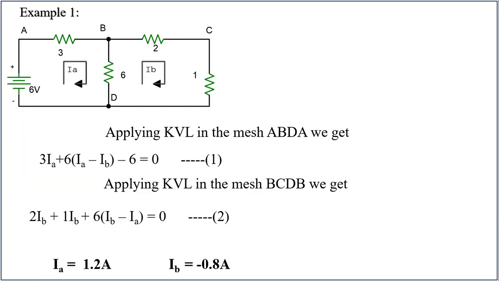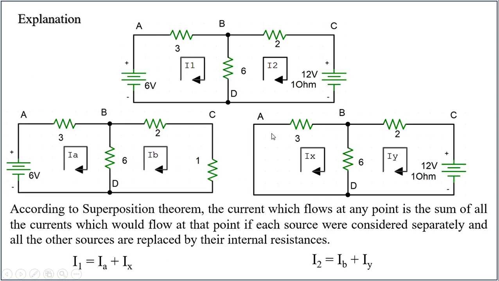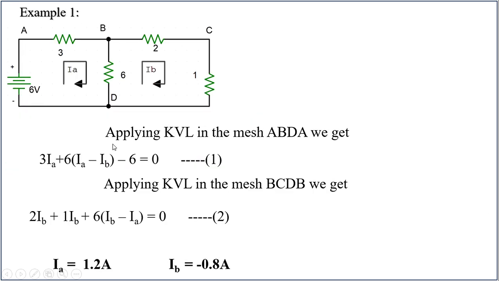Let us apply this theorem to a network consisting of two sources, with one example to understand it. So this is the previous circuit. I'm applying KVL in ABDA and I got the first equation. I'm applying KVL in BCDB and I got the second equation. Solving 1 and 2, we got the value of IA as 1.2 amperes and IB as minus 0.8 amperes.